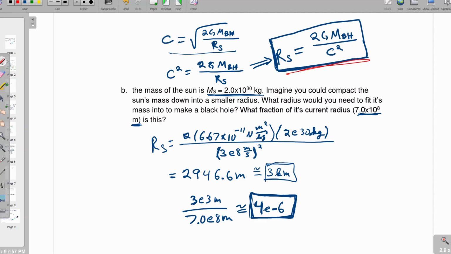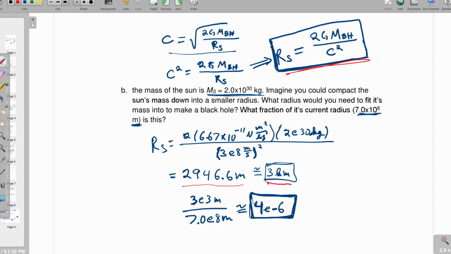This one here. The Schwarzschild radius is 2 times big G, which is 6.67 times 10 to the minus 11 Newton meters squared per kilogram squared, times the mass of the black hole. In this case, we're talking about a solar mass black hole. So 2 times 10 to the 30 kilograms is the mass of the sun, divided by the speed of light squared, which is 3 times 10 to the 8th meters per second, squared. If I plug in all those numbers, I get something around 3 kilometers.